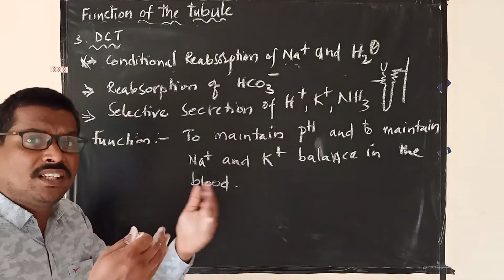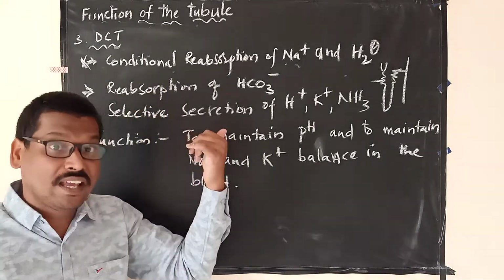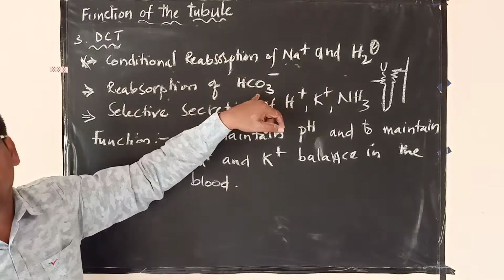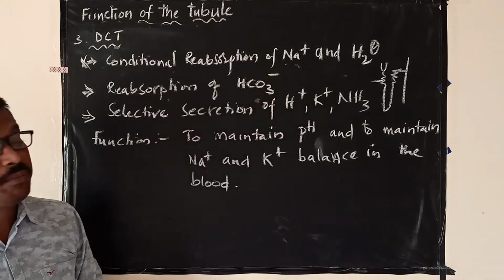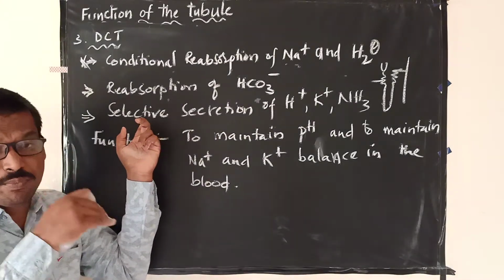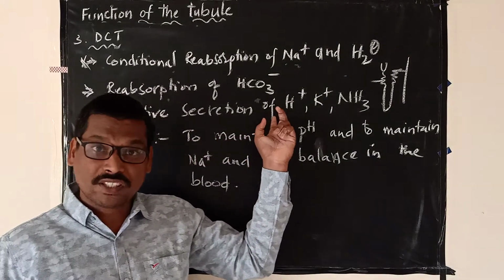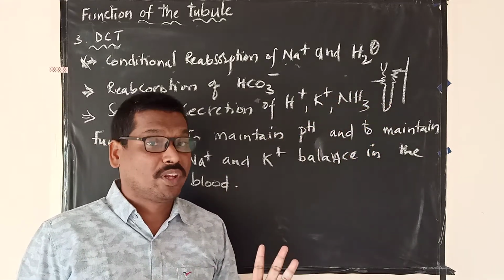But otherwise the same points, okay? The same thing that is happening in the proximal convoluted tubule: reabsorption of bicarbonates will be taking place. And here the same repeated points as we studied in the proximal convoluted tubule: selective secretion of H+ ions, potassium ions, and ammonia, ammonium ions, will be taking place.